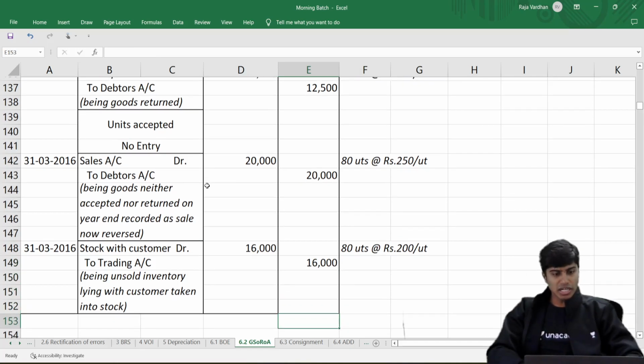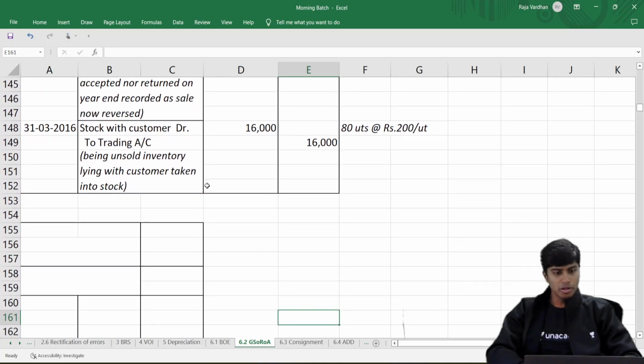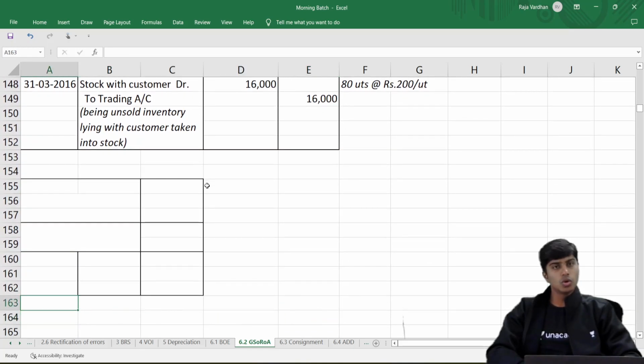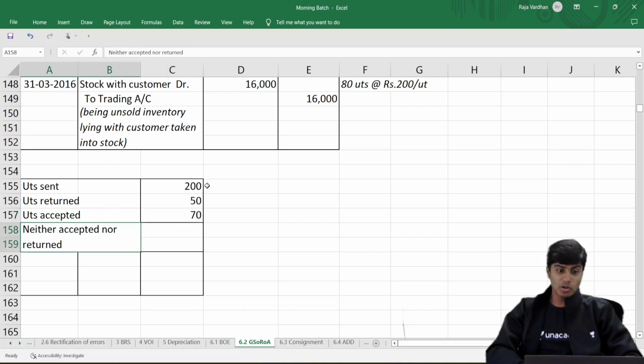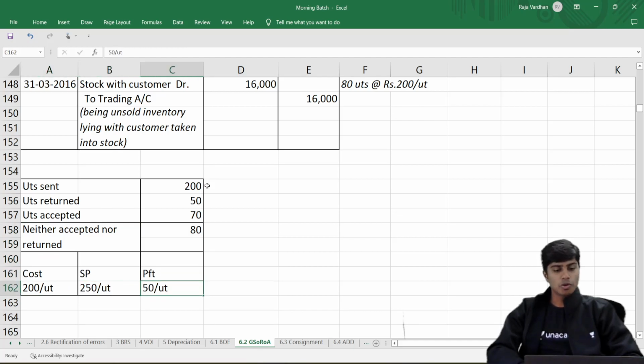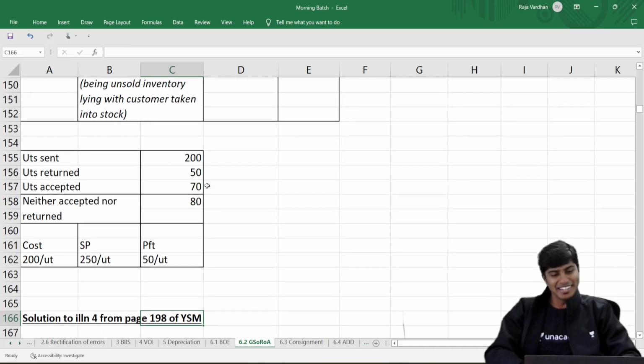If in case you are stuck at any point during the problem, you can always look into this working note which will help you. However, I taught you how to do it without. Units sent were 200, units returned were 50, units accepted are 70, and neither accepted nor returned will in this case be 80. You guys get that? Now the cost is 200 per unit, selling price is 250 per unit, so profit is 50, which we actually don't need at any point of time.